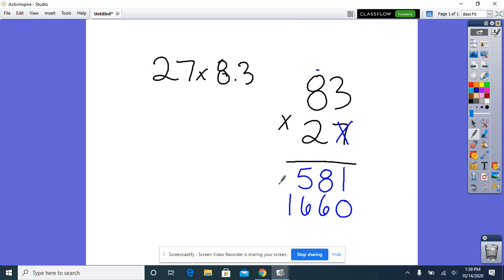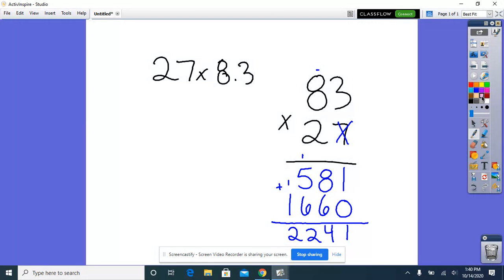So now I'm going to add these two numbers up. 8 plus 6 is 14. 5 plus 1 plus 6 is 12. 1 plus 1 is 2. So I've got 2,241. Is that right?